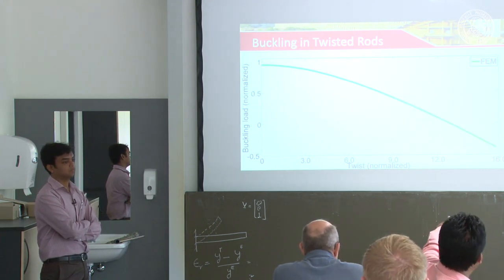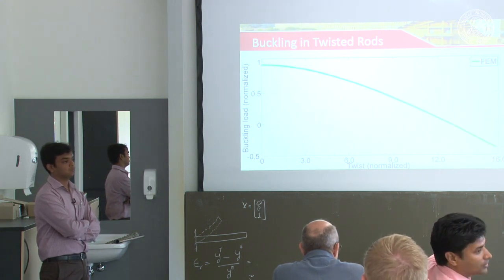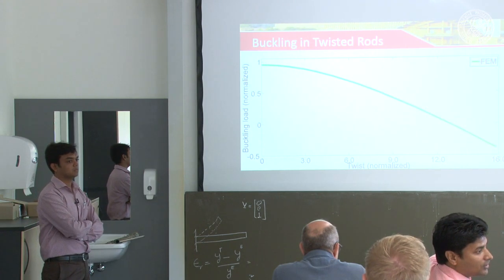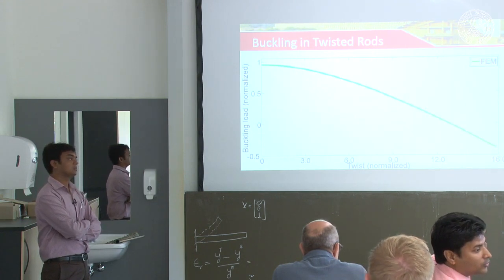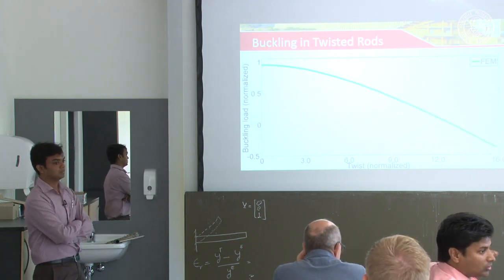So that's why it is showing that if you have a lot of twist, then the buckling load has become tensile, it's negative. Which means if you don't apply any force, it will automatically buckle. If you want to stop buckling, you have to apply some stretch. Then only it won't buckle.